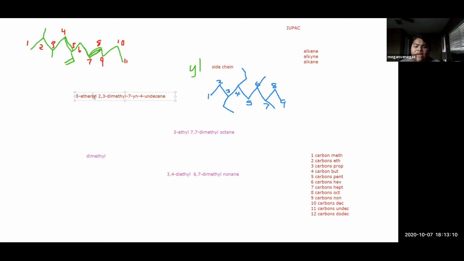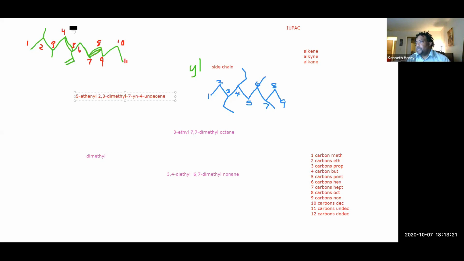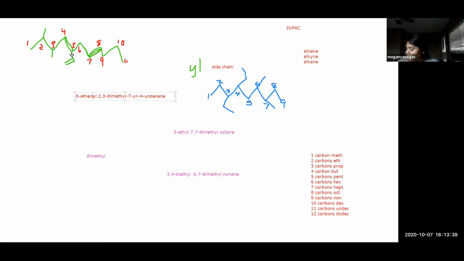I have a question. Why is there a 4 all the way at the end where it says undecene? Because that tells me where the double bond is at. So 1, 2, 3, 4. We have a double bond between the 4 and the 5. Since that's the main chain, any bonds on the main chain will have their number put in front. That number refers to where that double bond is at.